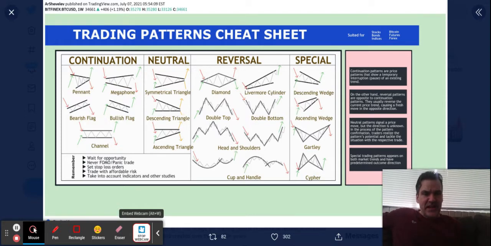It basically says traders realize the pattern's potential and tackle the situation with the respective trades, okay? Yeah, that's usually your straddle, right? That's how I look at it in our group: during neutral pattern sets on support and resistance levels, that's when you implement the straddle. That means you buy up and sell down simultaneously in the same underlying asset. Special trading patterns appear on both market trends and have predetermined outcome direction, okay?